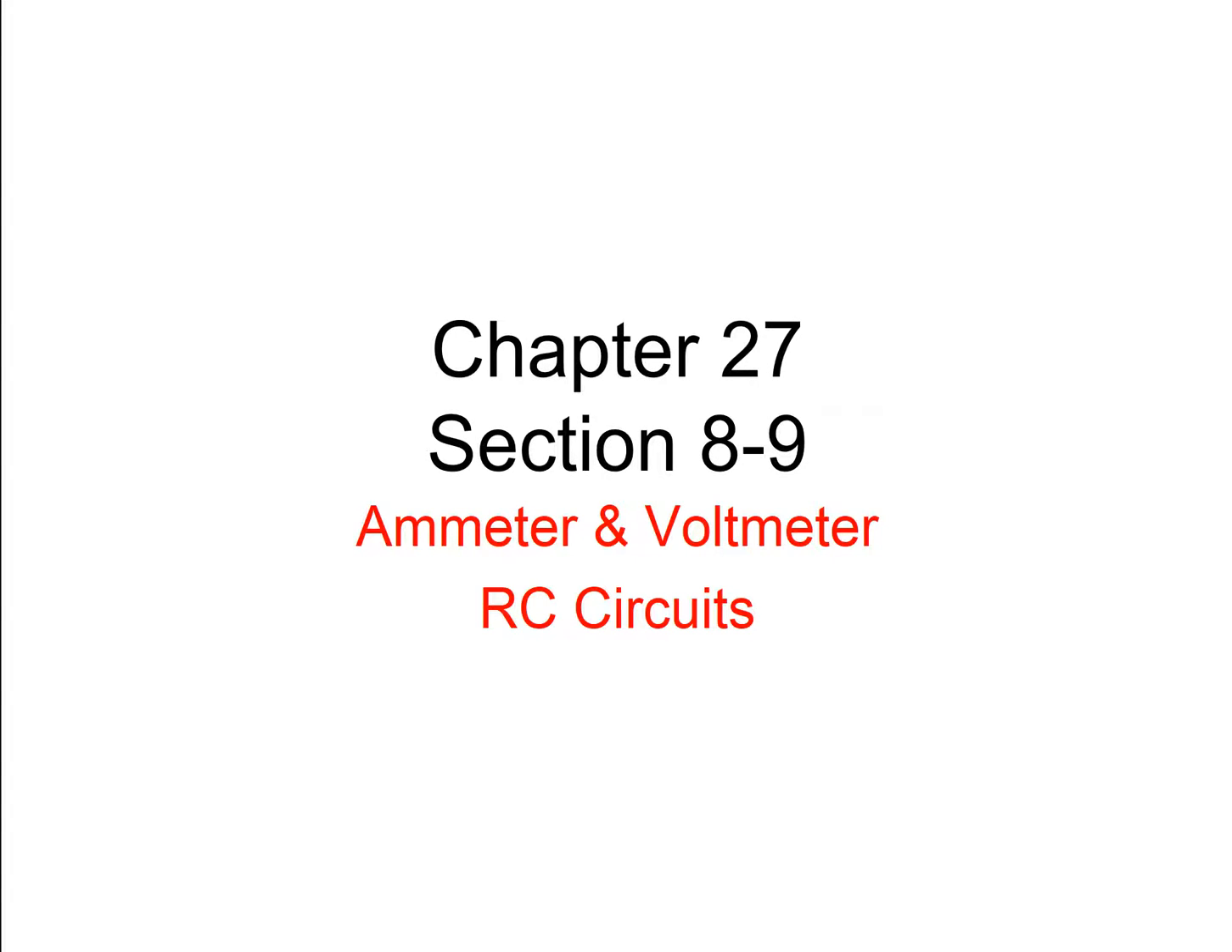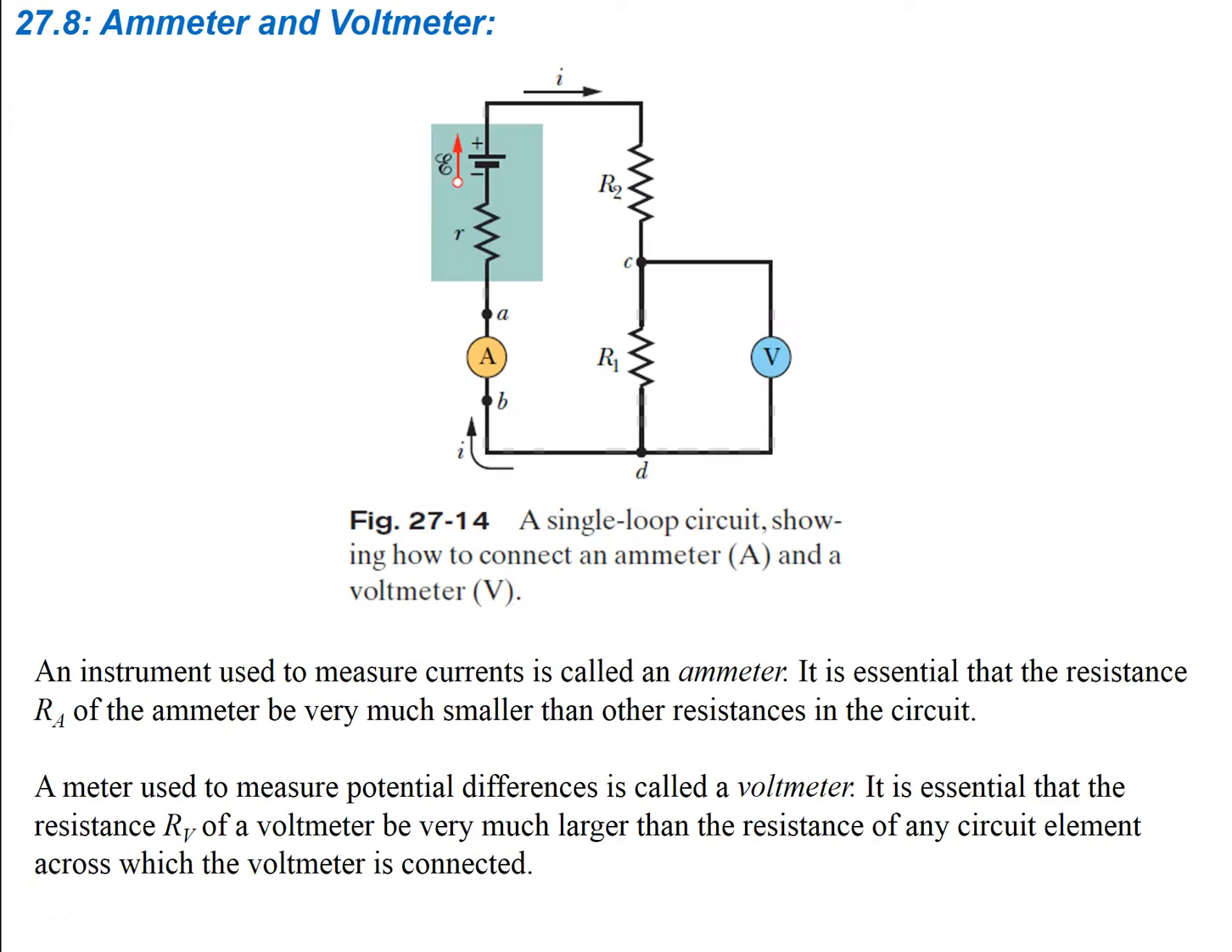We're going to finish up chapter 27, covering sections 8 and 9. First, just briefly talking about ammeters and voltmeters, and then getting into RC circuits. Okay, so an ammeter and a voltmeter are devices that we use to measure the voltage and the current of a circuit.